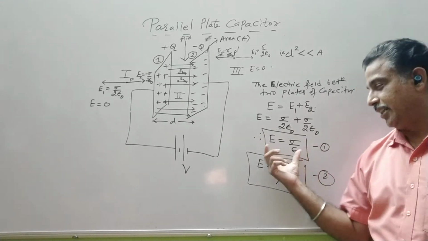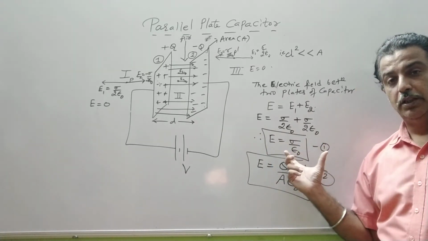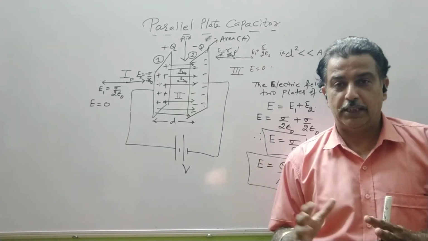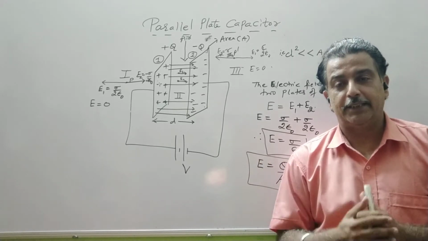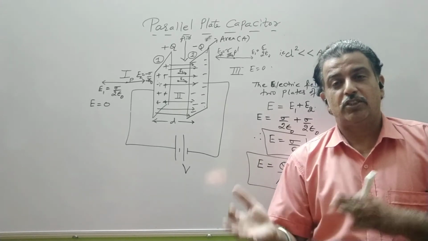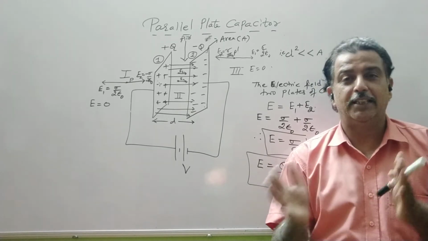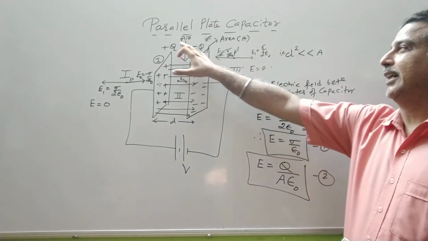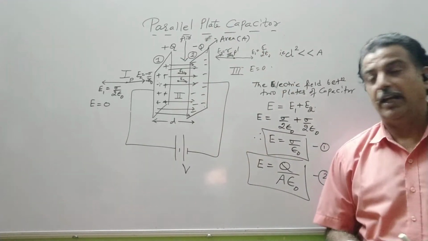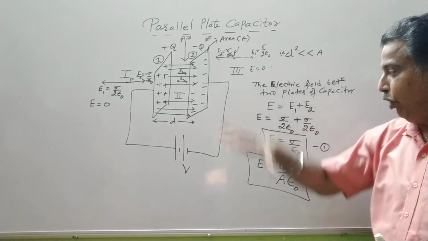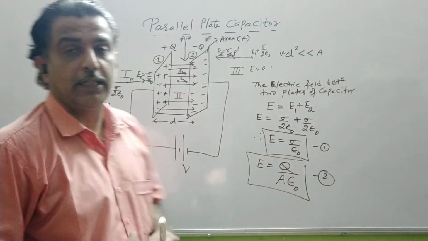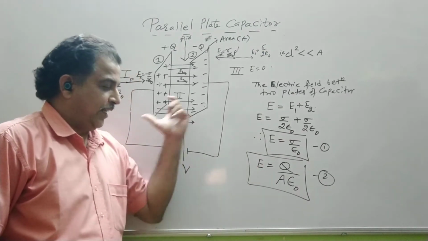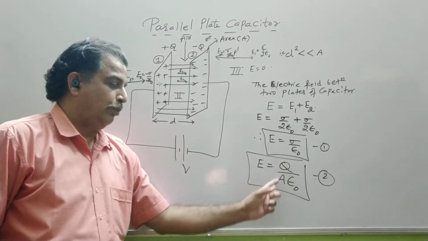The electric field intensity is uniform, that is sigma upon epsilon. So the electric field intensity may increase or decrease, that we have to see. Because E will change, the potential difference between the two plates will change, and therefore the capacitance will change. For the time being we are taking the medium as air. When we introduce a dielectric, all the physical quantities related to the capacitor will change. So now, when air is the medium, E is equal to Q upon A epsilon naught.